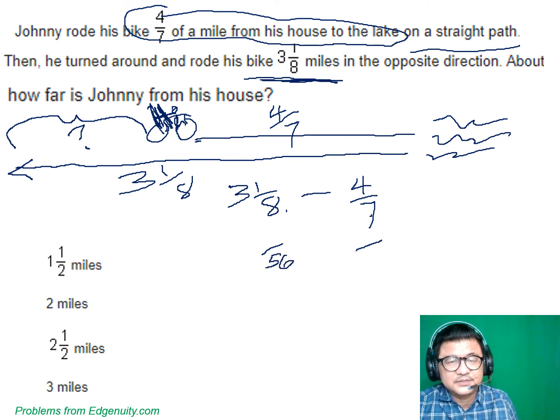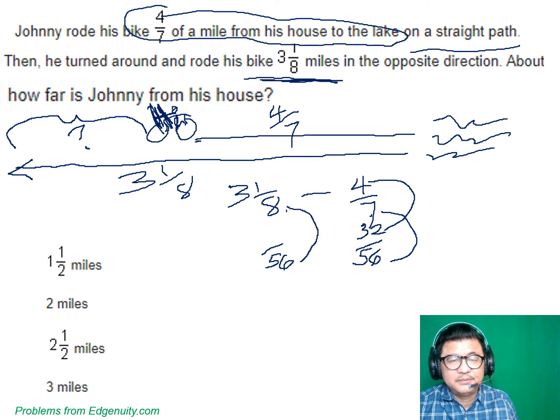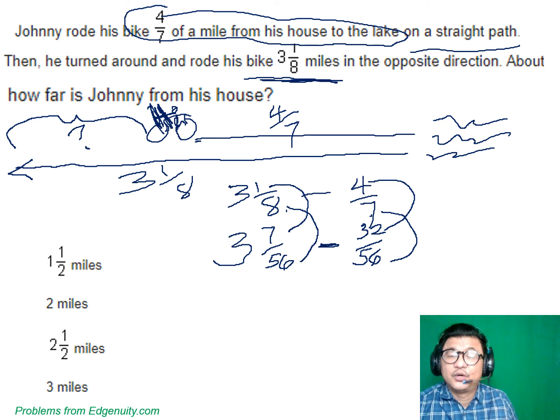Let's write down 56. To make an equivalent fraction, times 8 below, times 8 on top, that becomes 8 over 56. Here, times 7 below, times 7 on top, that becomes 32. So 3 and 7/56 minus 32/56. But this is weird, guys. Check this out. How can you remove 32 parts from 7 parts only? You don't have enough.